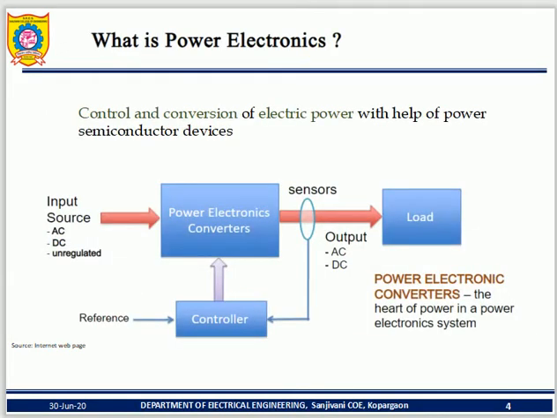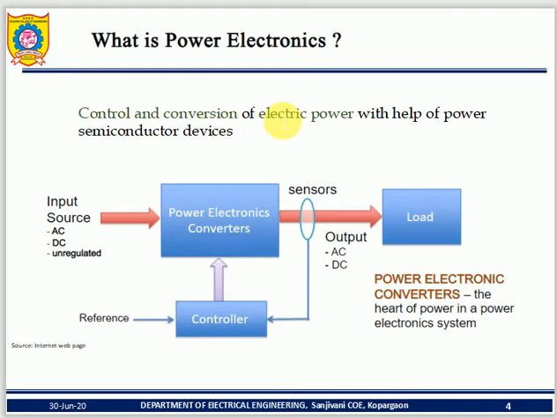This slide shows you the general block diagram of power electronics. Power electronics is reflected in this simplified small block diagram. If I look at this block diagram, what is the purpose of power electronics? Control and conversion of electrical power. It will control as well as convert. So there are two major roles of power electronics.